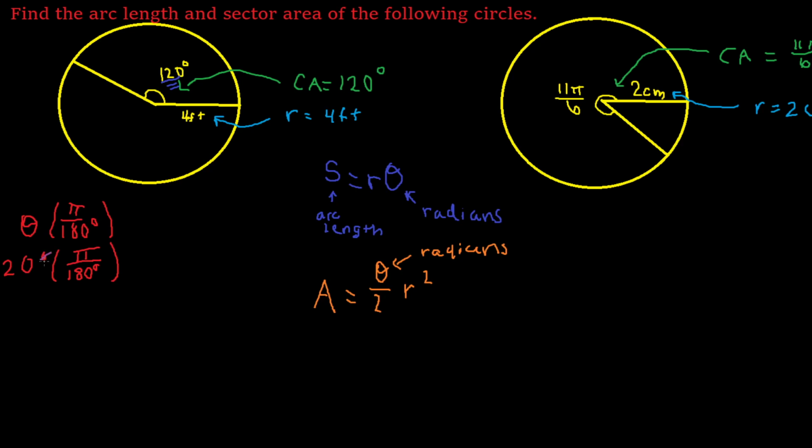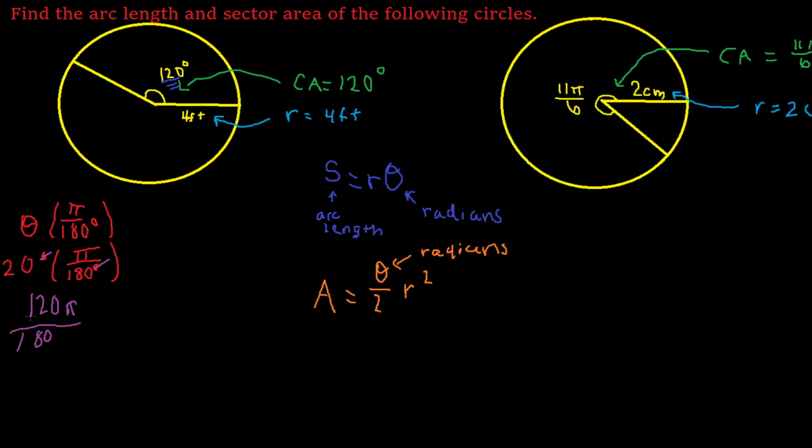Well, this degree and this degree here, they cancel out. So all we're left with is 120 pi over 180. Now, you can leave it like this. If you're going to have to do simplifying later, your numbers are going to be huge, and honestly, I wouldn't want to do that if I were you.